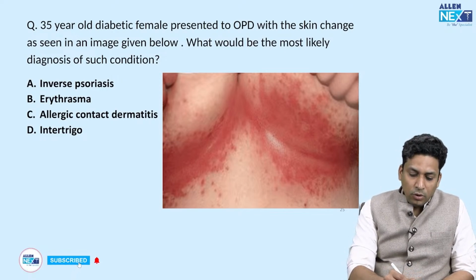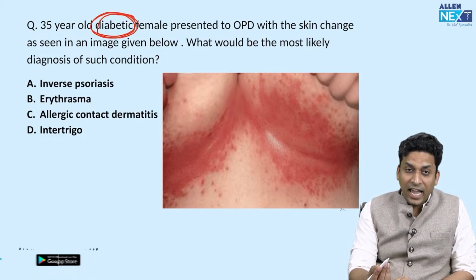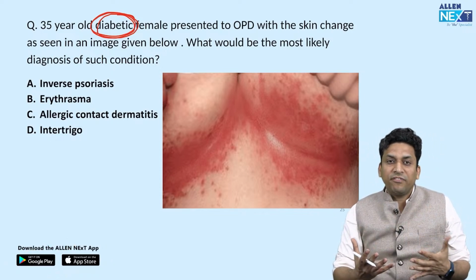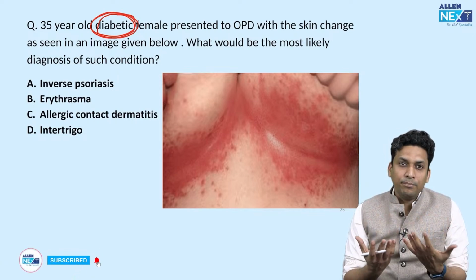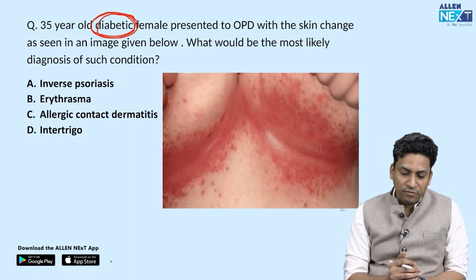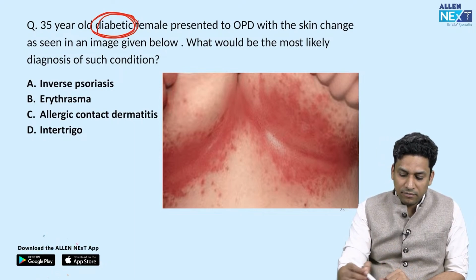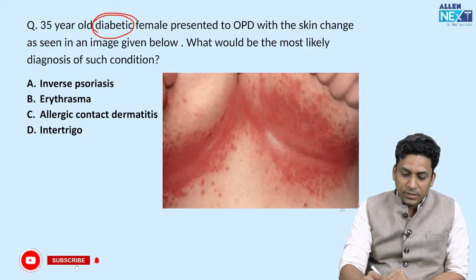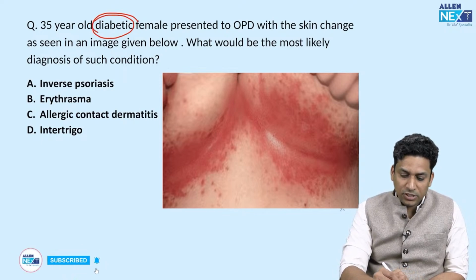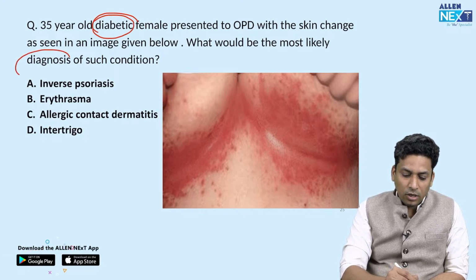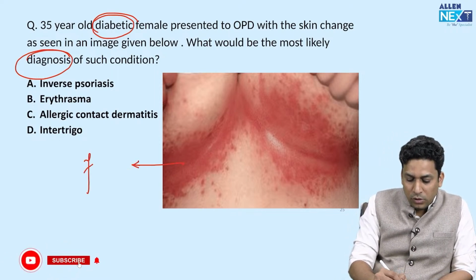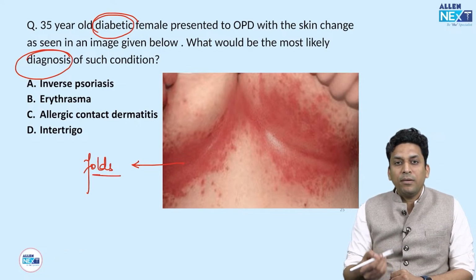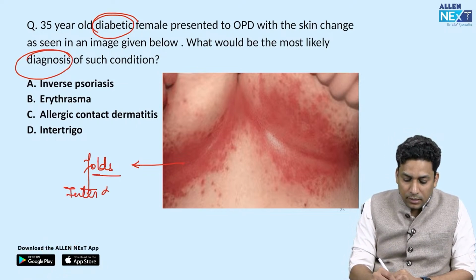Here they are saying a 35-year-old diabetic female. So the patient is suffering from diabetes. Now you remember that diabetes is a predisposing factor for various infections. When the patient has uncontrolled blood sugar levels, then various infections can occur. So probably this is some type of infection which the patient is developing. A diabetic female presented to OPD with the skin changes as shown in the image given below. What would be the most likely diagnosis in such a condition? And in the image what you can see is that folds are involved. Which fold? Inframammary fold, intertrigo.